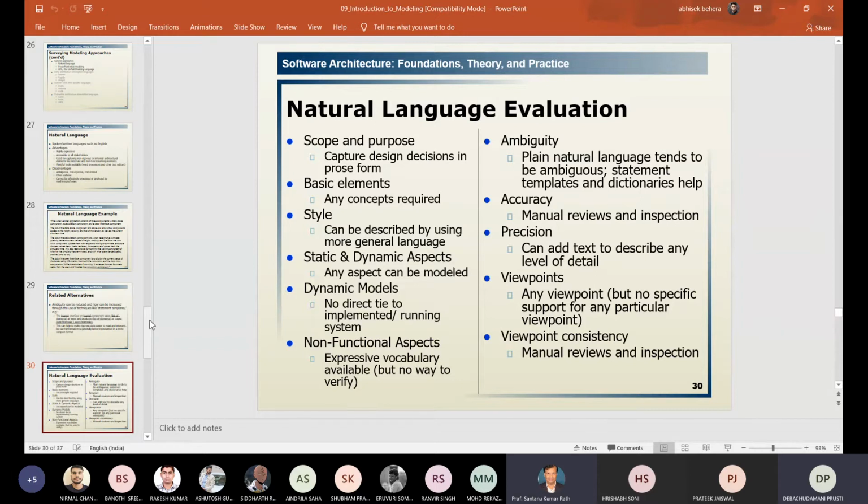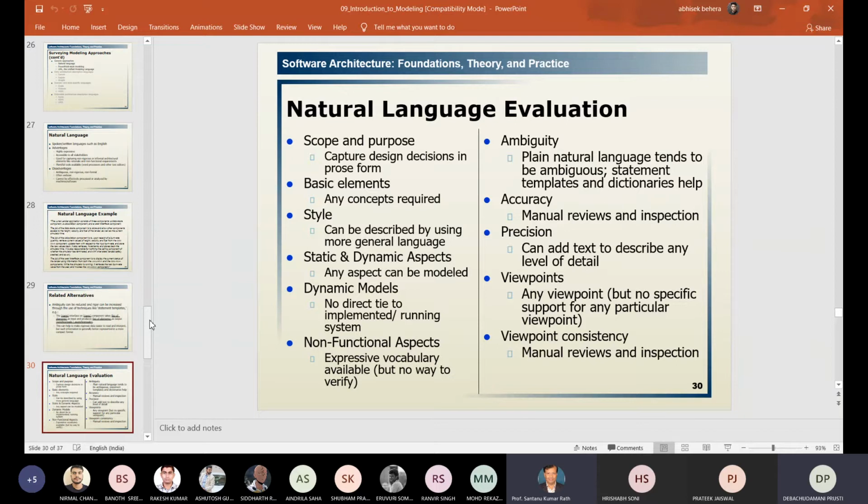Then there are the basic elements. We can use any concepts here. Then the style: it can be described using more general languages, whether you are using a particular style or a family of styles. Then the static and dynamic aspects: any aspect can be modeled, whether static or dynamic, for the natural language evaluation.